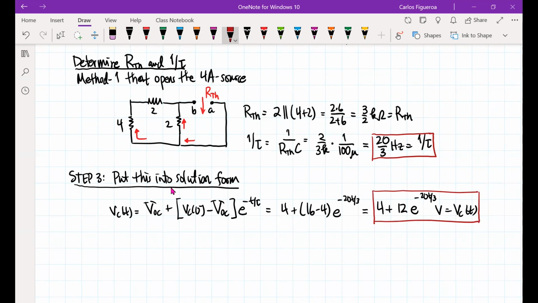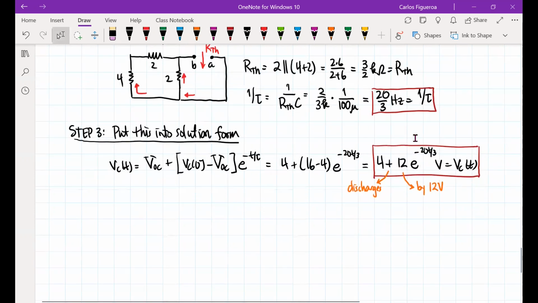So now, what do I know about this? That plus sign tells me what? That it discharges. And then that 12 tells us that it discharges by 12 volts. So if I look at this thing graphically, what does it look like? If I now plot this, I'm going to have a curve that looks like this.